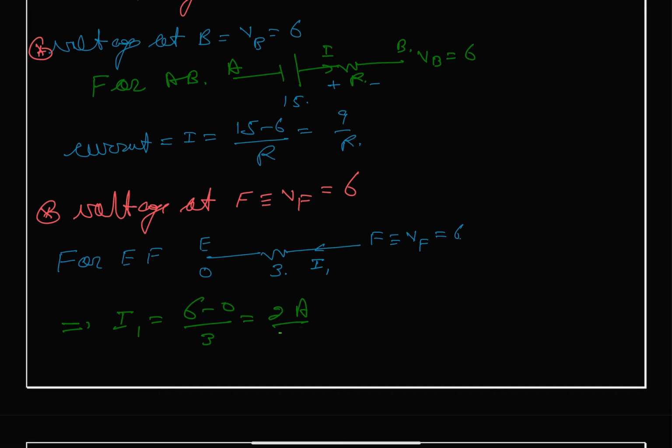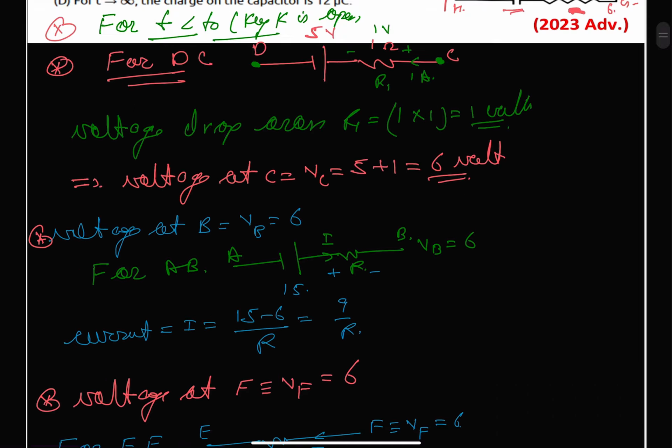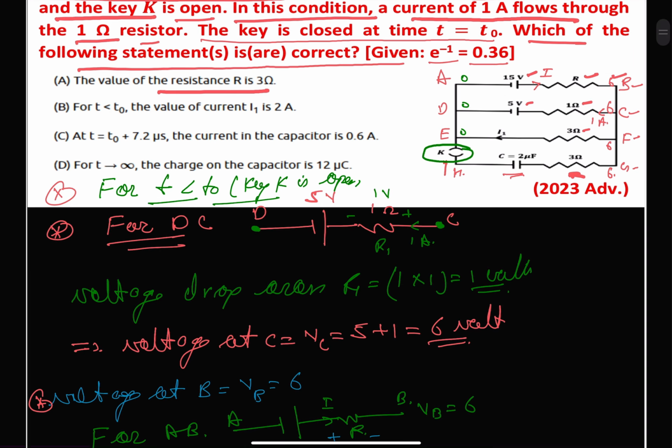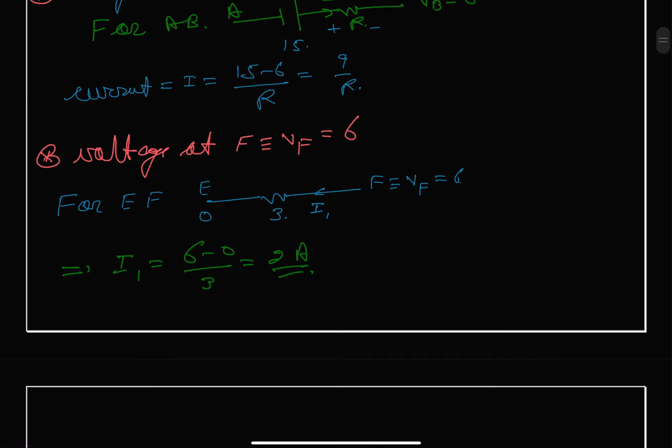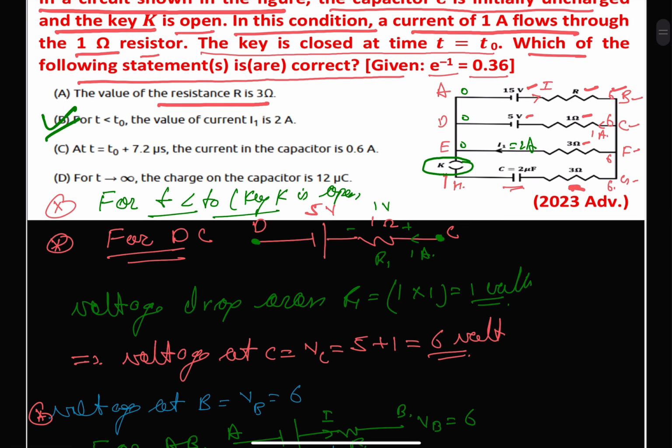So therefore we have our I1 is equal to 2 ampere. So therefore option B is correct. And so here we are having 2 ampere.